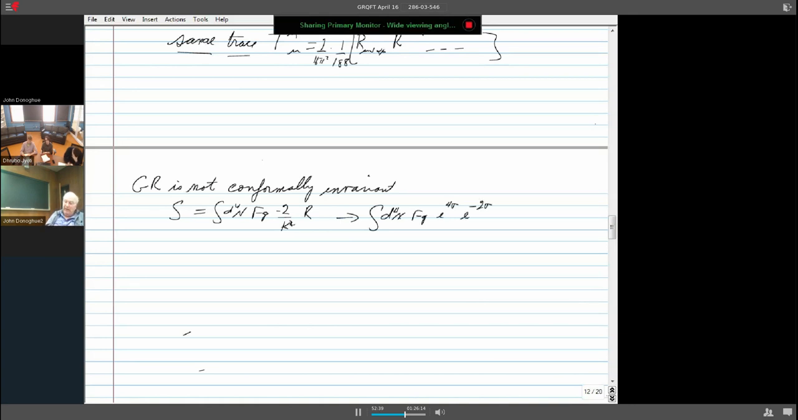When discussing the conformal anomalies, you're not doing the integral over the gravitational degrees of freedom. But the gravitational degrees of freedom do give a contribution to the overall action. So we're going to see that in just a minute. But one reason that you don't discuss it normally is that general relativity is not conformally invariant.